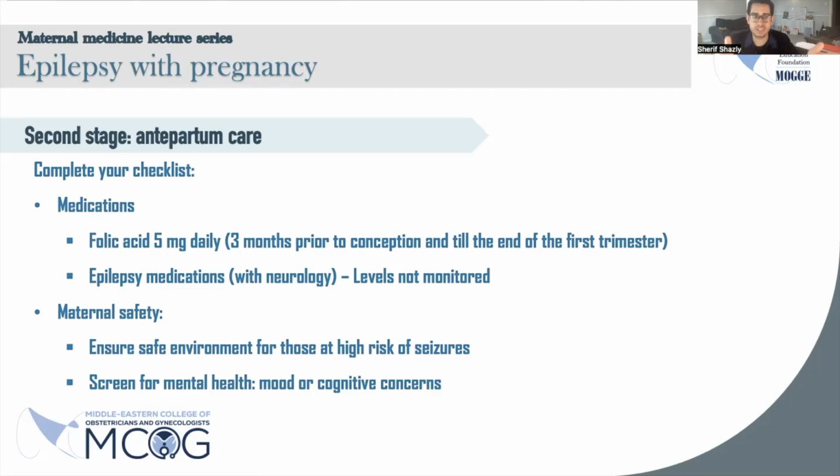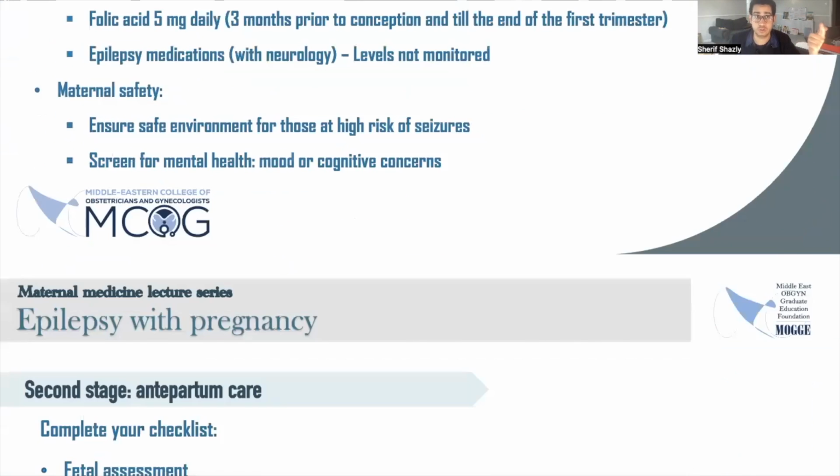And the other thing for maternal safety is you should always screen, even with simple questions about her mood, her cognition. Just be sure that she's doing okay, because there is a lot going on with epilepsy, especially if she's high risk and there are things going on. You want to just reassure her, be sure that she's doing well with the mood and she doesn't need any extra assistance from the prenatal mental health point of view. So that's another thing about safety. So that's your second thing.